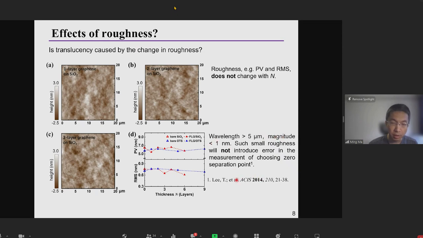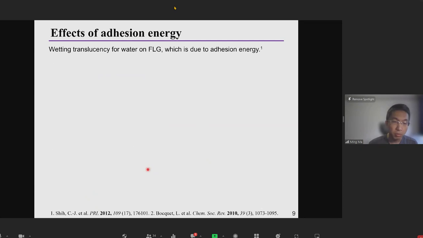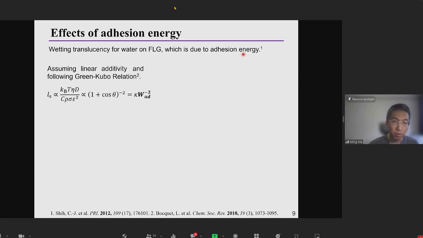Existing theoretical studies already showed that such small roughness will not introduce errors in the measurement. So as a conclusion, we can say that the slip line translucency is not caused by the change in roughness. Since it is not roughness, what are the possible reasons? To this end, we noticed that about 10 years ago, there were many studies about wetting translucency for water on few-layer graphene, and that was found to be due to the adhesion energy. So we borrow their concept.